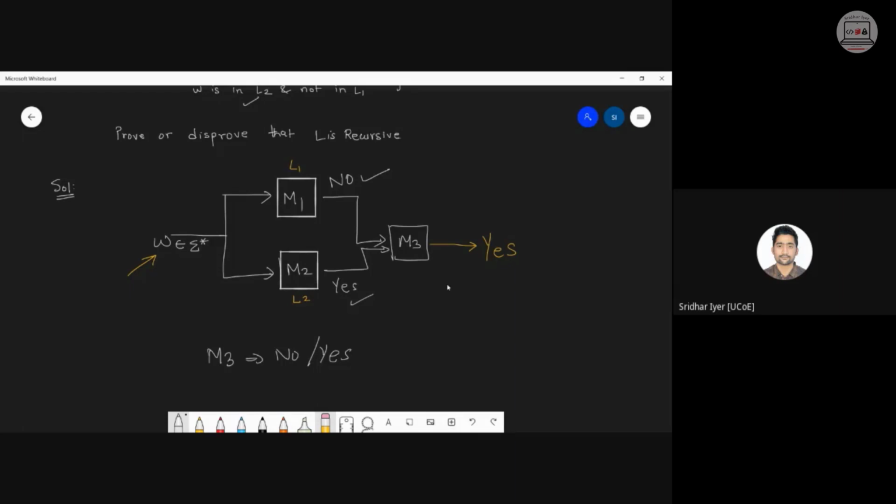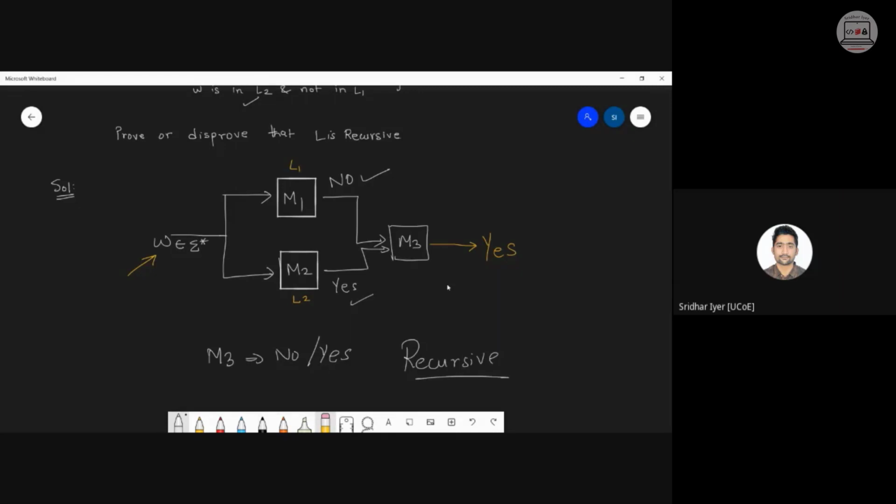Try to correlate once again. Don't confuse recursive and recursively enumerable languages. These have to be learned by heart. You must know the difference between recursive and recursively enumerable. Simple, straightforward. If the machine is halting, then it will be recursive. In this case, the machine is halting. Yes or no? Keep this firmly in your mind.